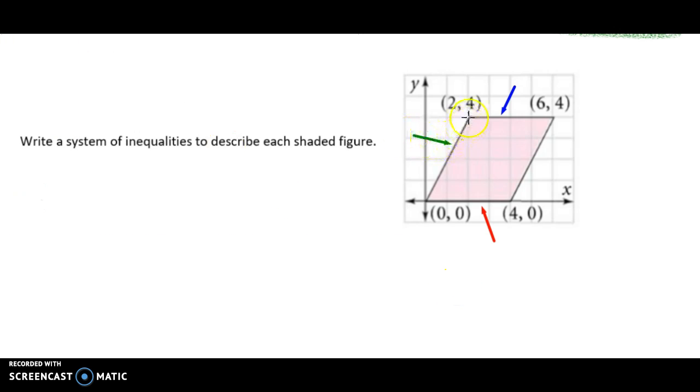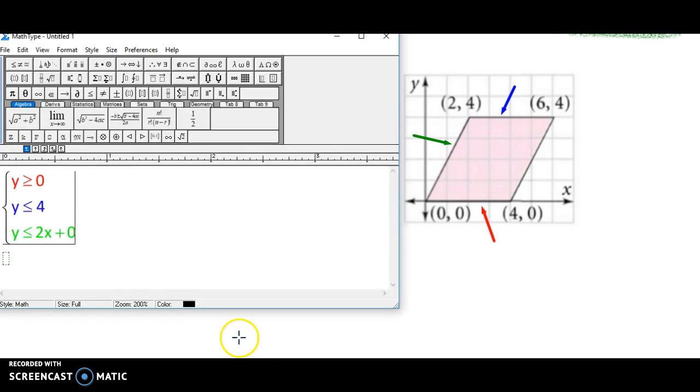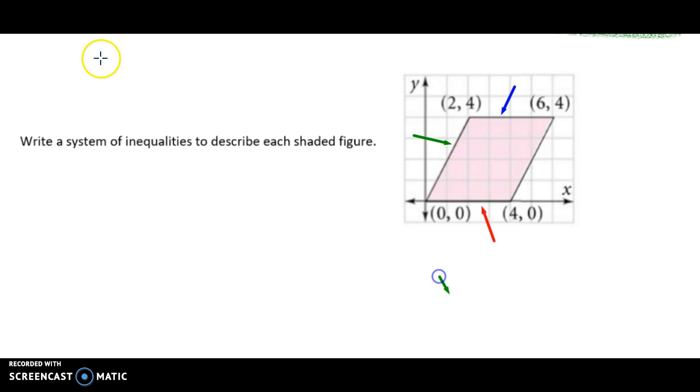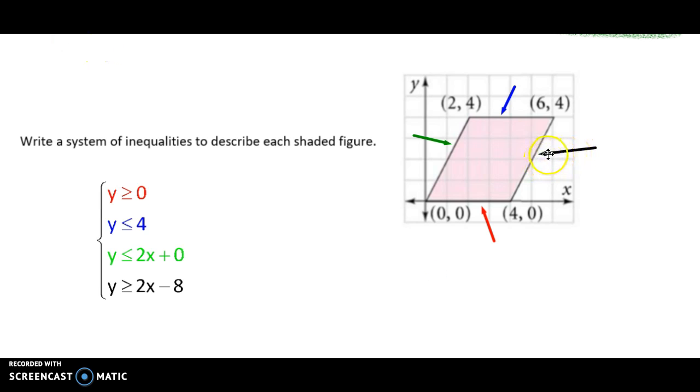This next line here goes through 0, 0 and has a slope of rise 2, run 1. It is a solid line again. It's shaded below. So we're going to add y is less than or equal to 2x plus 0. And then this last line over here has a slope of 2, rise 2, run 1 also. So 2x, it is solid, so we need an equal sign. It is shaded above, so we do a greater than.